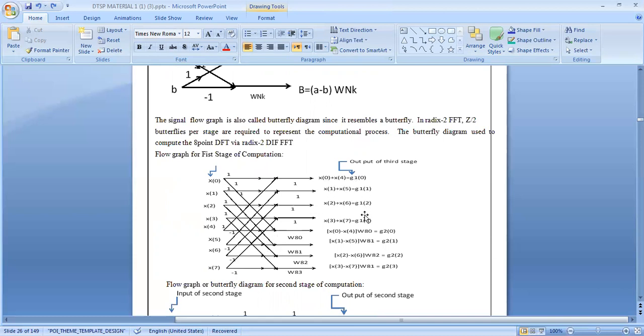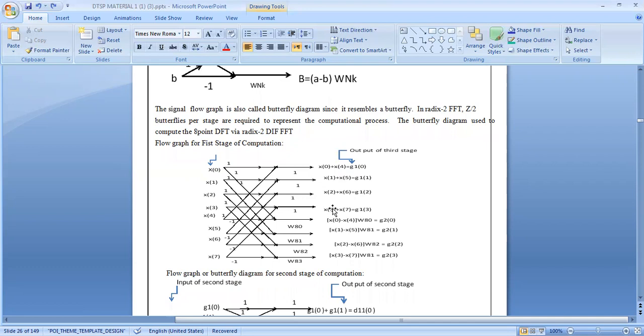So the first four will be the summation of two values: x of 0 plus x of 4, x of 1 plus x of 5, x of 2 plus x of 6, x of 3 plus x of 7. Similarly, the next process will be x of 0 minus x of 4, x of 1 minus x of 5, x of 2 minus x of 6, and the last one x of 3 minus x of 7. But all four have to be multiplied with the twiddle factor values W8 bar 0, W8 bar 1, W8 bar 2 and W8 bar 3. So this is the output of your first stage and the input of the next stage.